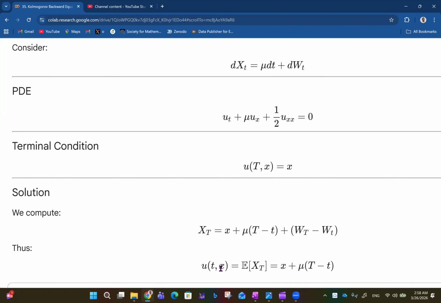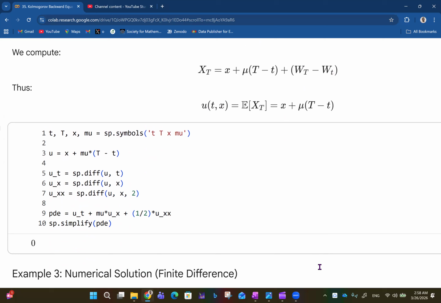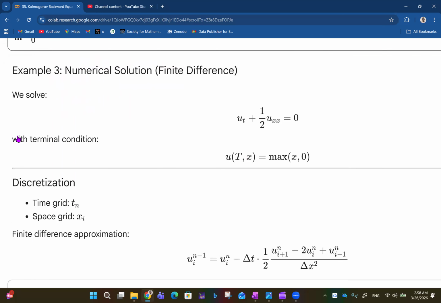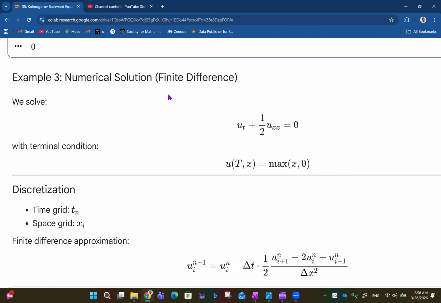Thus, we have u(T − t, x) = expected value of f(X_T), where X_t = x + μt − t. So if we simulate this also, we get that zero value right there. And we move to part 3, where we have a numerical solution using finite difference.